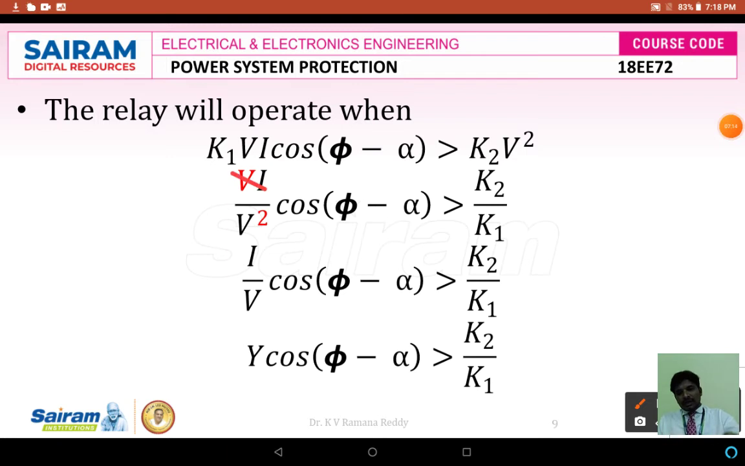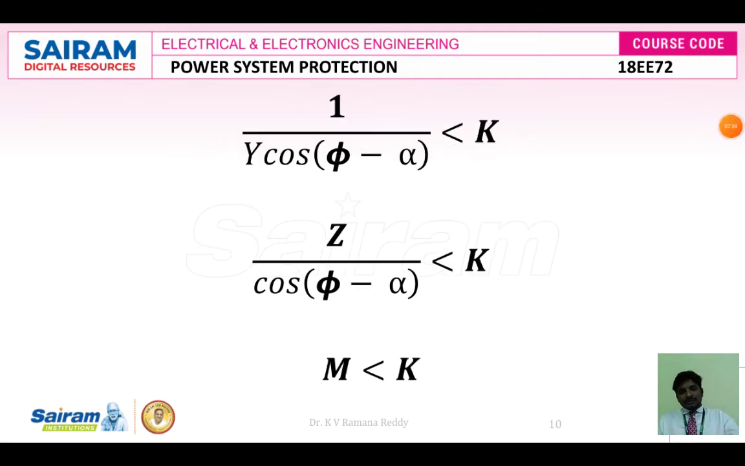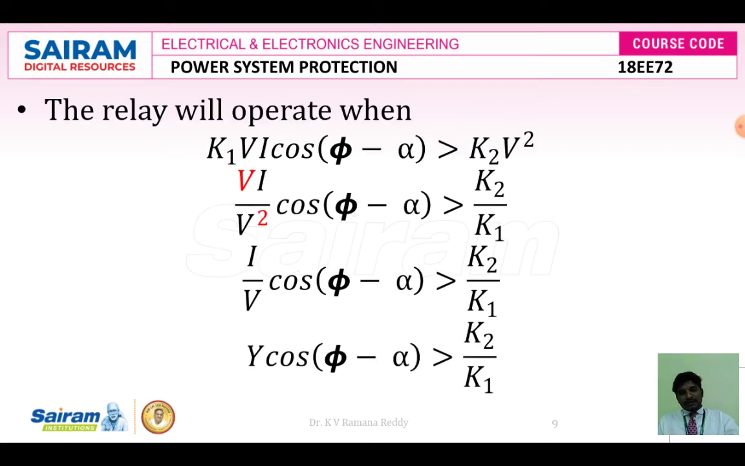Here V and V² get cancelled. The above equation becomes I/V cos(φ − α) greater than K2/K1. I/V we can write as the admittance Y, so Y cos(φ − α) is greater than K2/K1. Then the relay will function. So 1/(Y cos(φ − α)) is less than K.